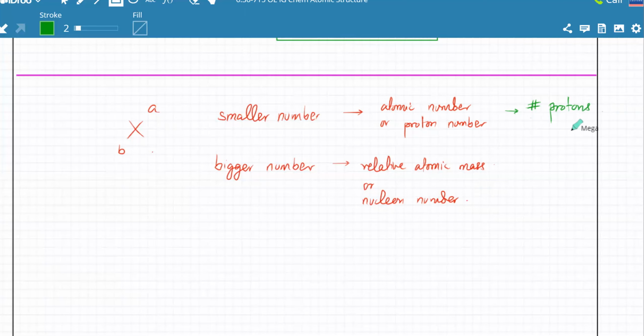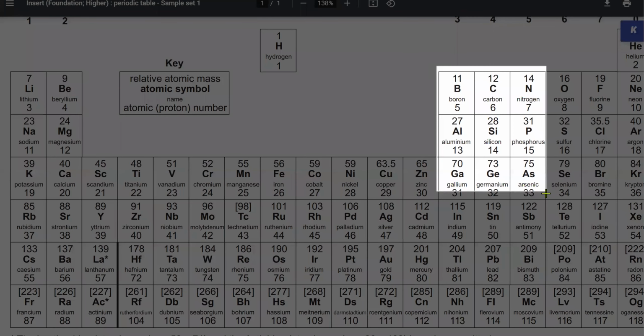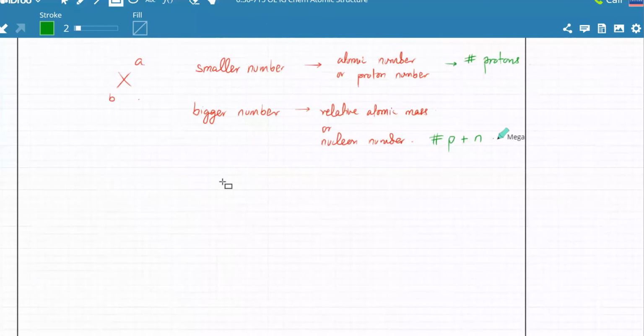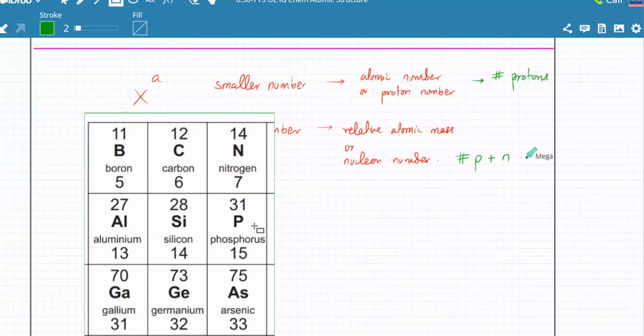And the bigger number, which is the nucleon number, is the number of protons plus the number of neutrons. So this is the meaning of the two numbers. The bigger number is protons plus neutrons, and the smaller number is just protons. Okay, so remember that. I'm just going to take a snapshot of random elements, and we can try and figure out how many protons, neutrons, and electrons each element has.